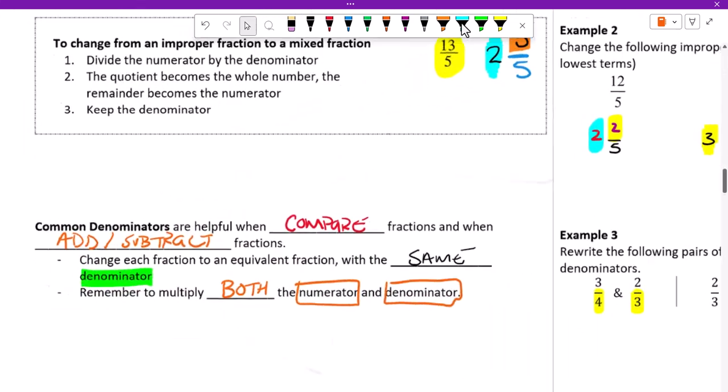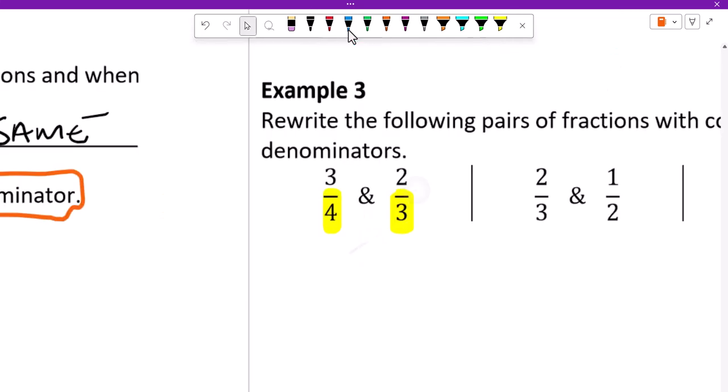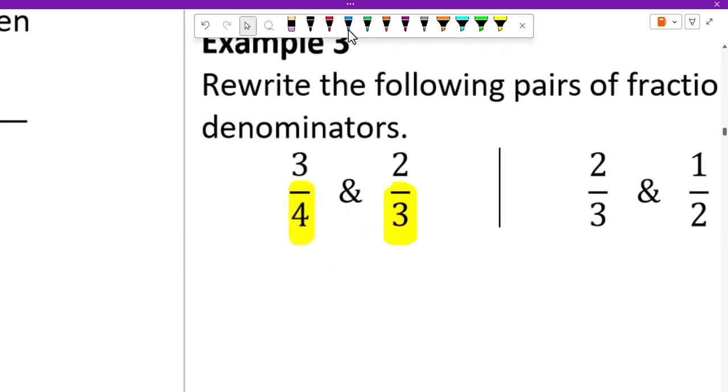Okay, so here we go. I want to turn 4 into 12. I have to times this number by 3, because 4 times 3 is 12. So I go times 3 here, and times 3 here, top and bottom, because we're not changing the value, we're going to keep it equivalent. So this becomes 9 over 12.